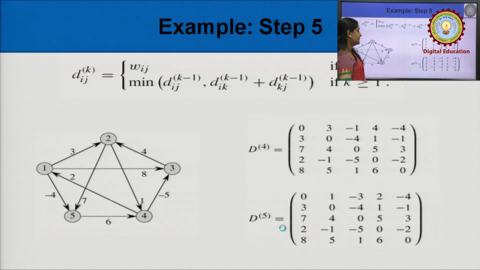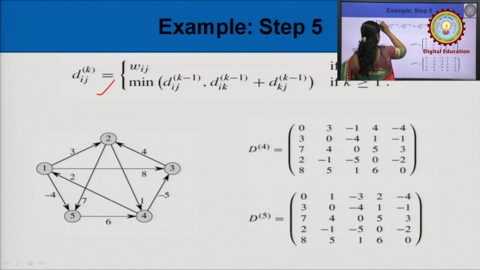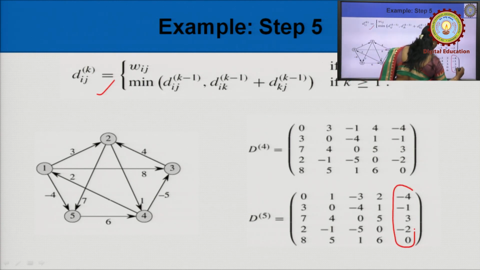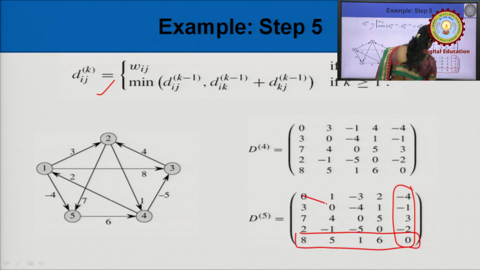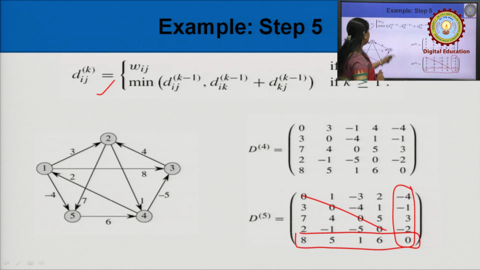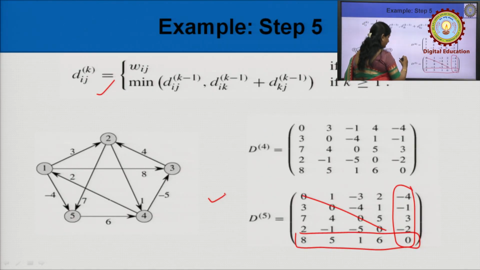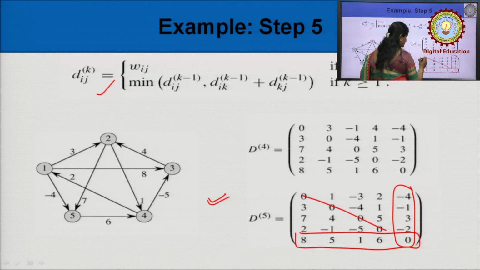Now calculate the distance matrix 5, that means the shortest paths via vertex 5. Calculate the distance matrix 5 using this formula, copy the fifth row and fifth column from the previous matrix, all the diagonal elements are 0, and calculate all the values using this formula. The final matrix: there are a total of 5 vertices, so calculate up to distance matrix 5, and this matrix is your final answer. This is the all pair shortest path from vertex 1 to vertices 2, 3, 4.